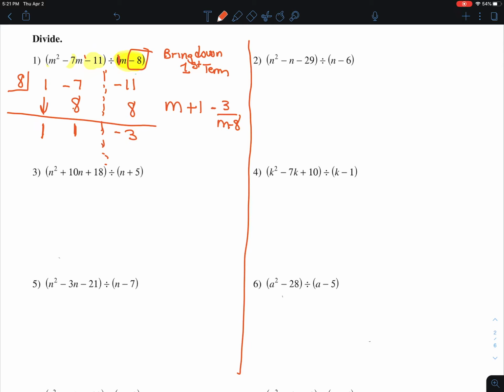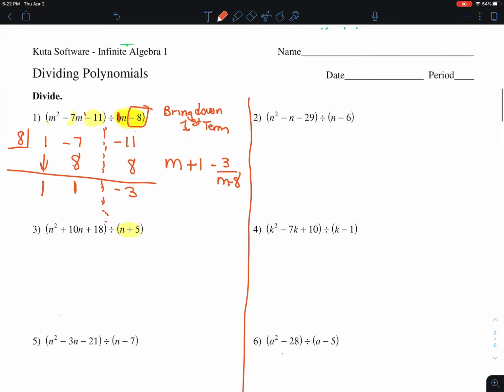Alrighty, so let's do the next one. So does the next one fit? So we have to look at this. Is it a binomial? Yes, it's a binomial. Is it leading coefficient 1? Yes, it is. So we can use synthetic division. So remember we're going to, and I didn't write my terms down. So we take the opposite. We bring down the first term and then we multiply and add.